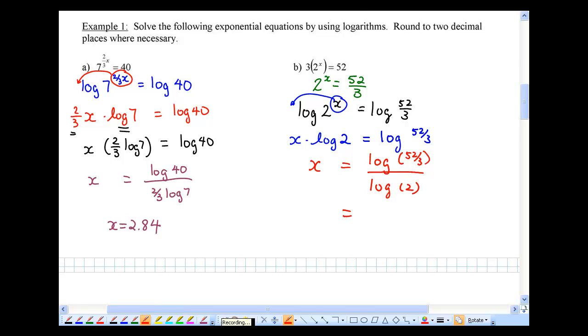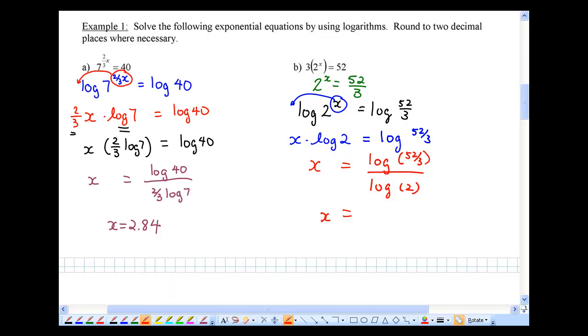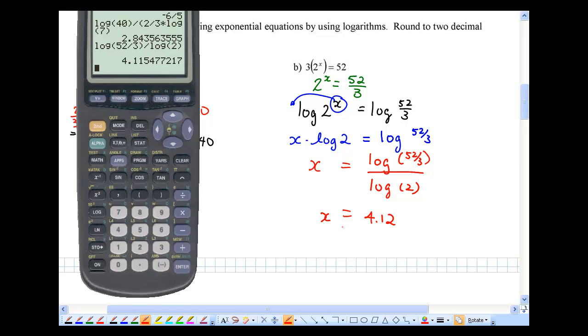And once again, go back to the calculator to solve this. Back to your calculator, log 52 divided by 3. And divide that by log of 2. And ba-bam, there's your answer, 4.12. And by the way, you can always double check if this is correct by plugging this value of x back into the original equation. So 3 times bracket 2 to the power of x, which is my answer. And let's see if that equals 52. Oh yeah, it does. So life's good. It works. You can always check your answers, right?